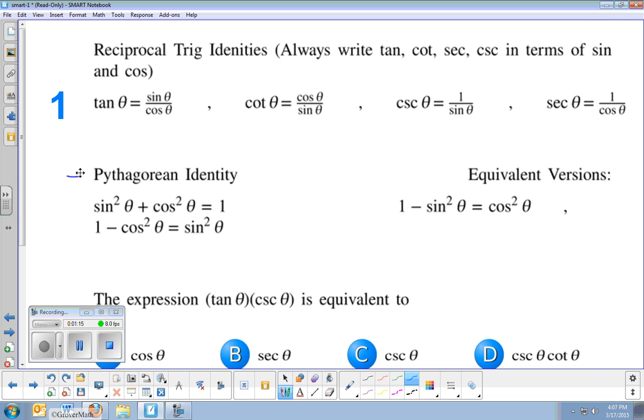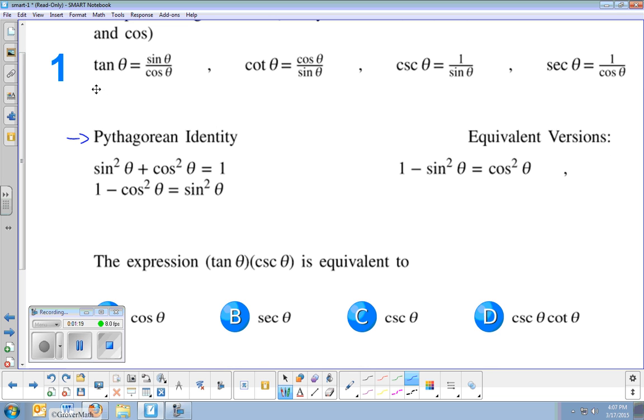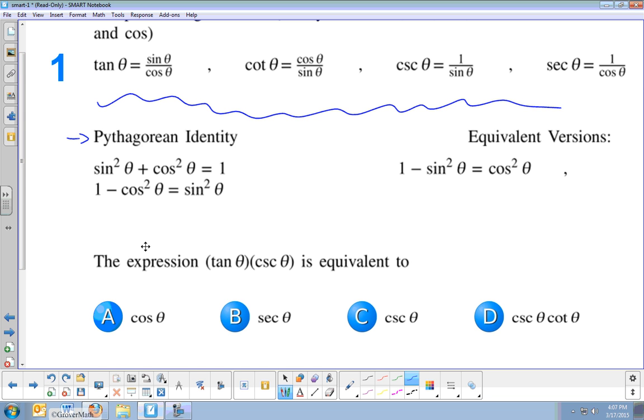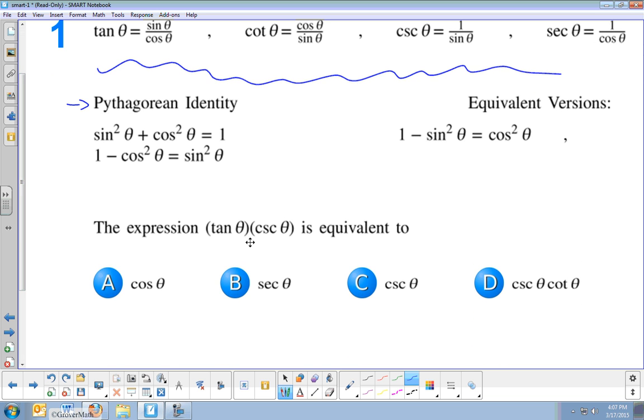The next is called the Pythagorean identity, but I'm going to skip that for a minute and just do an example using just this information up here. So this first question says the expression tangent theta times cosecant theta is equivalent to what? Well, what I need to do is always write tangent, cotangent, secant, cosecant in terms of sine and cosine. So I'm going to rewrite these to be functions of sine and cosine.